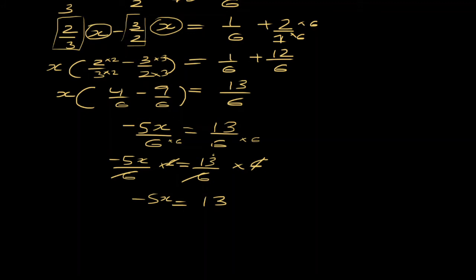So now we're back here, minus 5x is equal to 13. To solve for x, all we have to do is divide by minus 5. So we get minus 13 over 5. And there's another one.